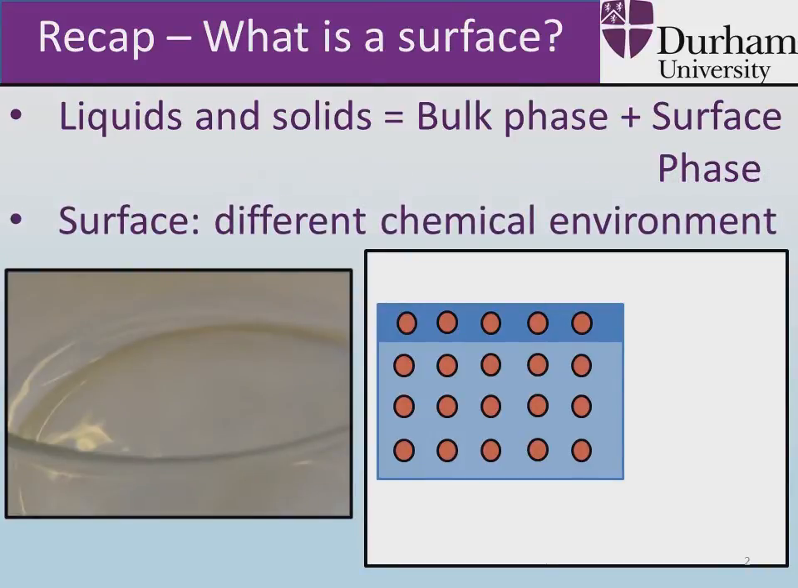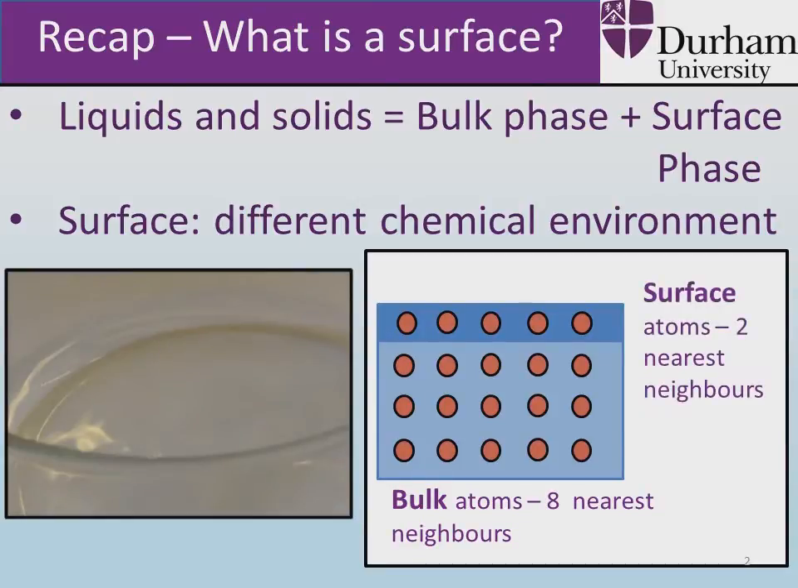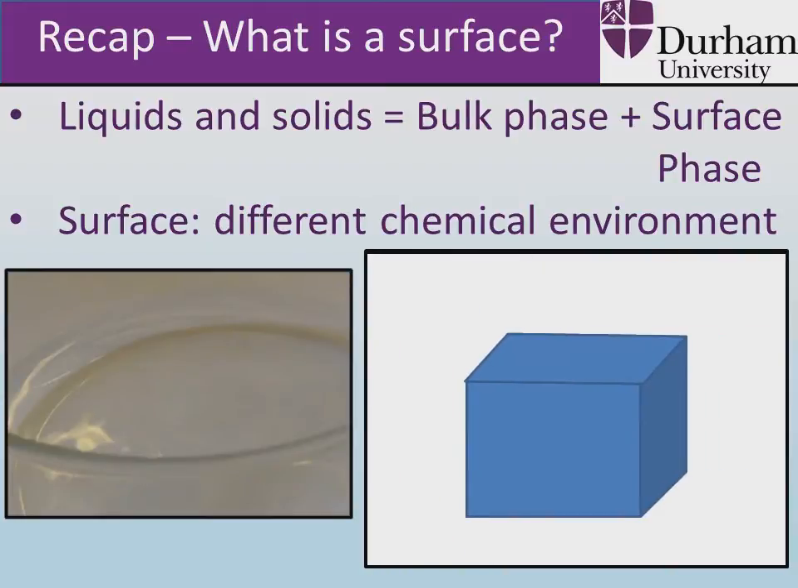The surface atoms differ only slightly due to their exposure to the air. As you can see, in the 2D form, the bulk atoms have 8 nearest neighbours, whereas the surface atoms only have 2 nearest neighbours, so they are in a slightly different chemical environment. Also, some surfaces can be made out of a completely different material entirely, and they have been designed and engineered that way.